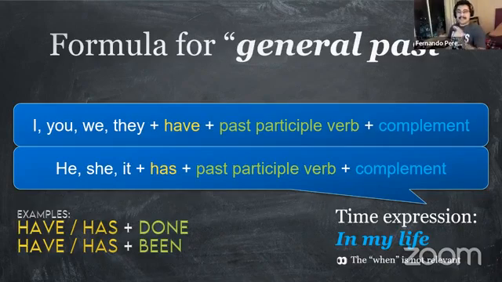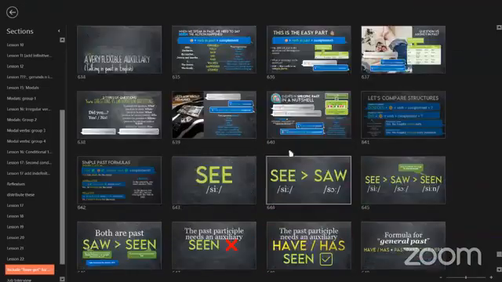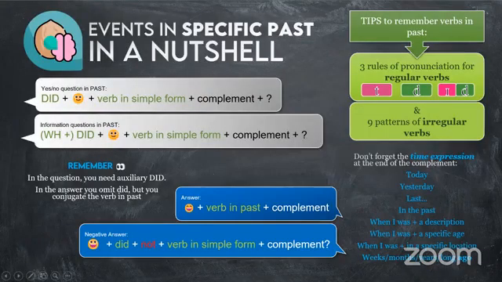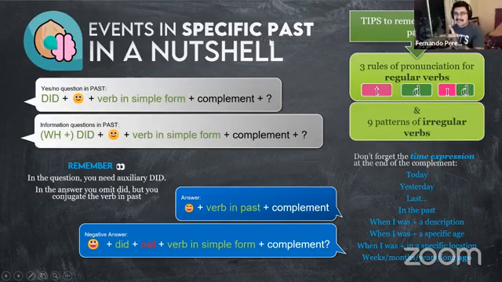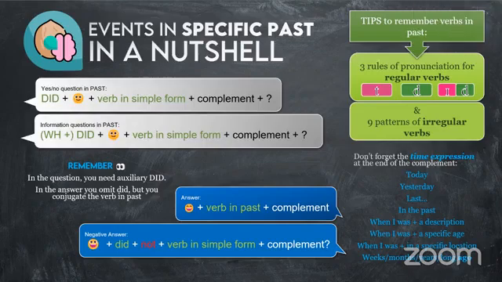Incorrect. In this case, you are speaking about a specific past. Well, a specific past, no have. A specific past is simple past. This is the difference between have versus did. Exactly.